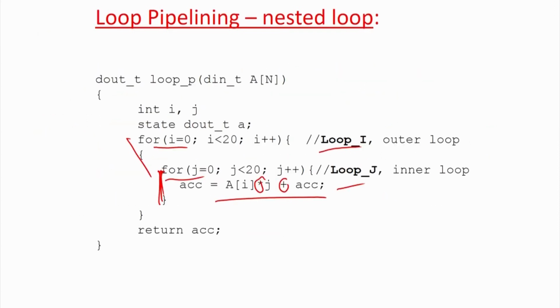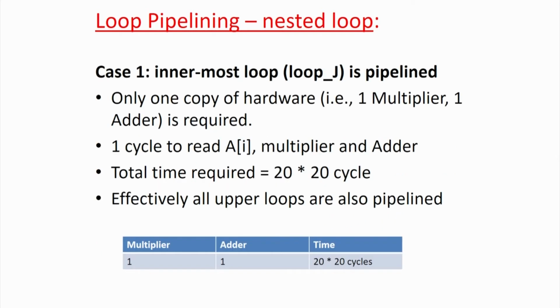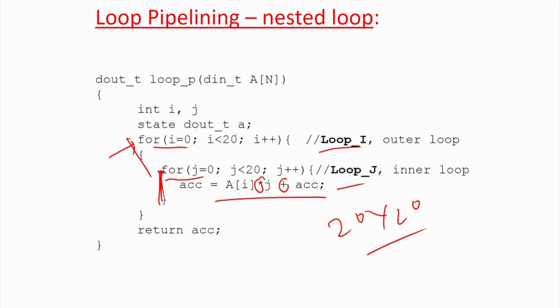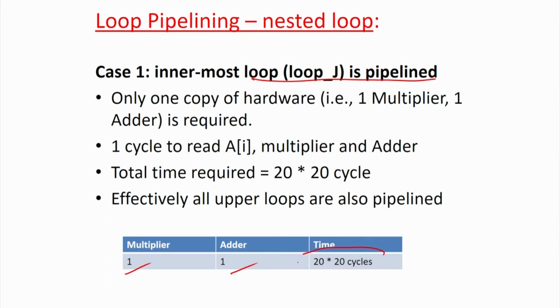I have created one instance of this particular loop body, and since this is going to take 20 cycles to compute, the outer loop will also take 20 more, 20 into 20 cycles, right. So, the point is that if you pipeline the innermost loop, the outer loops automatically get pipelined, and I need only one instance of the resources. I need only one multiplier and one adder for this design, but I need 20 into 20 cycles, because this loop iterates 20 times and that loop iterates 20 times. This is case 1, where you pipeline the innermost loop, the loop j.